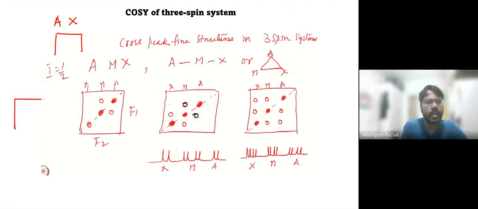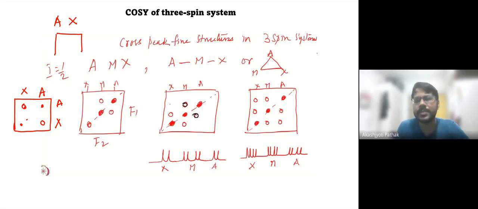If you look at the COSY spectrum of an AX spin system, if this is your A, your F2 dimension will have the frequency of A and the frequency of X. Similarly, your F1 dimension will also have the frequency of spin A and the frequency of spin X. So you will get a diagonal peak, right? This is the self, each spin is correlated to itself, autocorrelation. And A, if it is coupled to X, you will get a cross peak here. And X is also coupled to A, so you will get a cross peak over here. So these are your cross peaks.